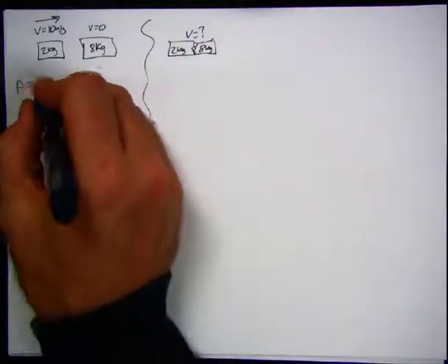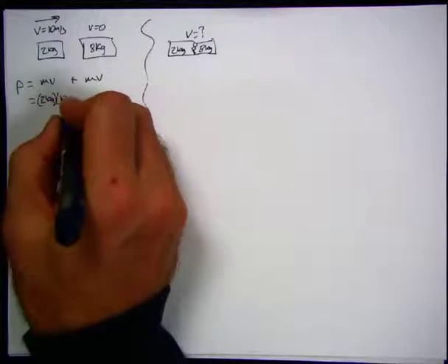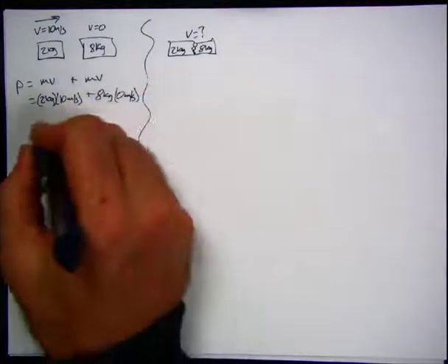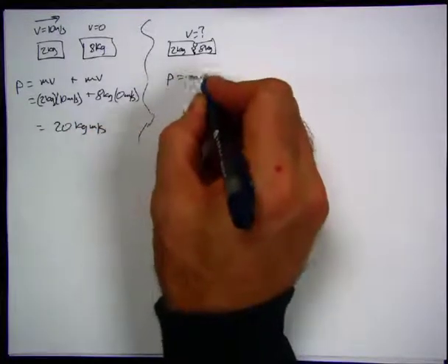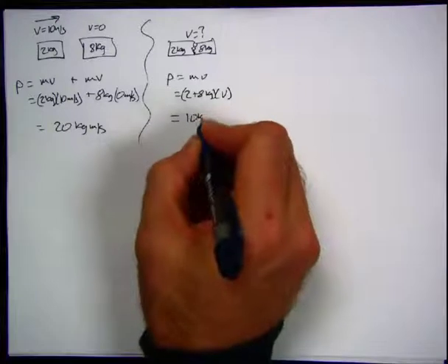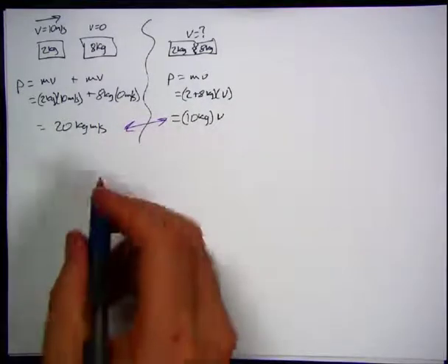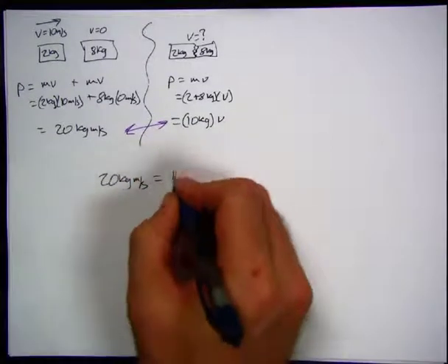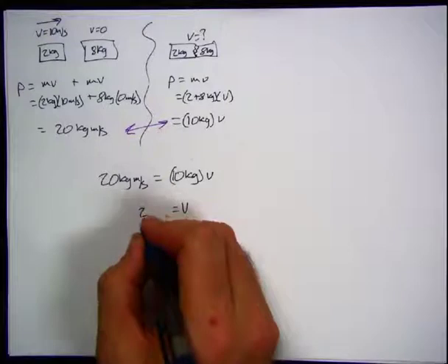Momentum transfer. Momentum is mass times velocity plus mass times velocity. 2 kilograms times 10 meters per second plus 8 kilograms times 0 meters per second. And we end up with 20 kilogram meters per second. Over here, momentum is mass times velocity, so it's 2 plus 8 kilograms times some unknown velocity, so we have 10 kilograms times that velocity. Momentum is conserved for the whole system, so those two are equal. We end up with 20 kilogram meters per second equals 10 kilograms times some unknown velocity. We can solve that easily and say velocity is equal to 2 meters per second.